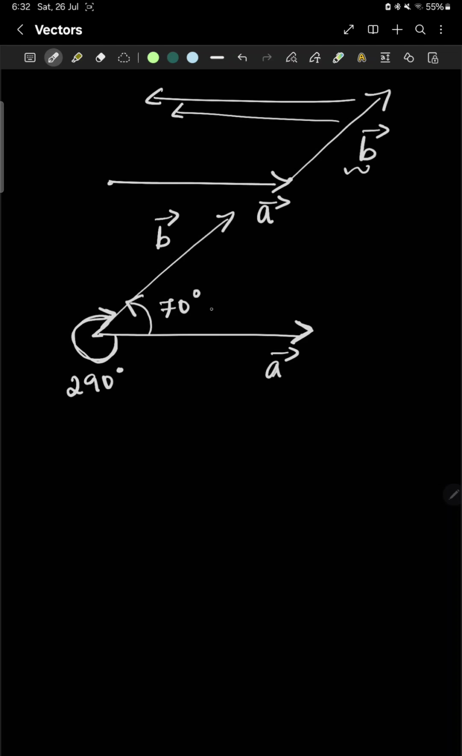Now see here, which angle should I consider? I should always consider the angle which is less than 180 degree or equal to 180 degree. This 290 is obviously greater than 180 degree, so I should not consider this. I should consider the angle 70 degree only, that is between A vector and B vector.